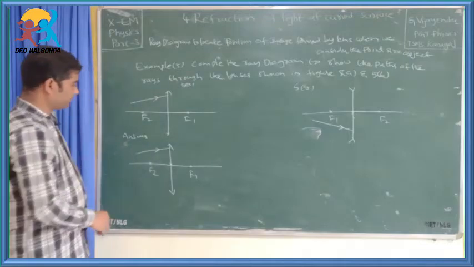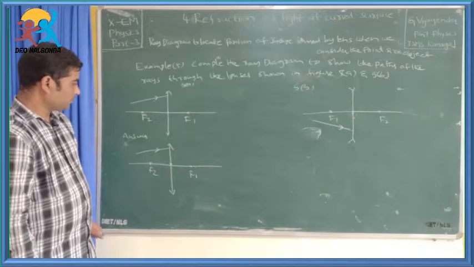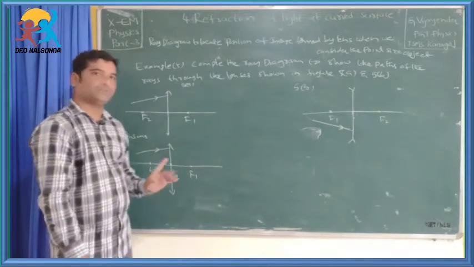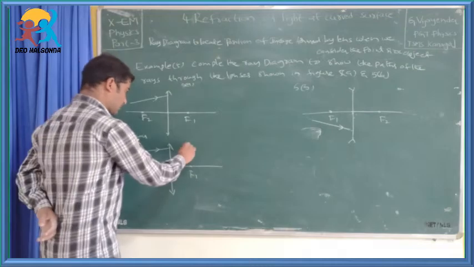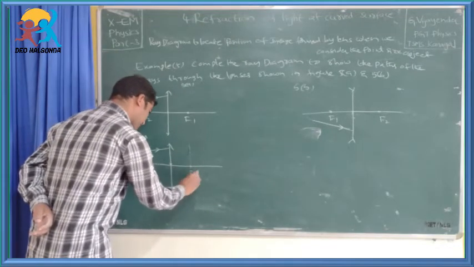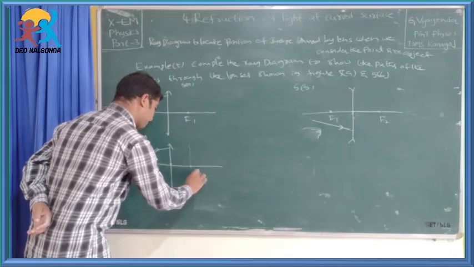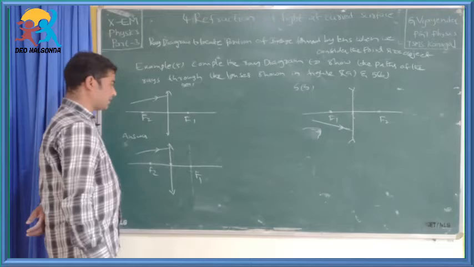Here the incident ray is coming from the point object, so we should draw the normal. We have 4 steps. First step: draw the normal through the focus. This is the normal.